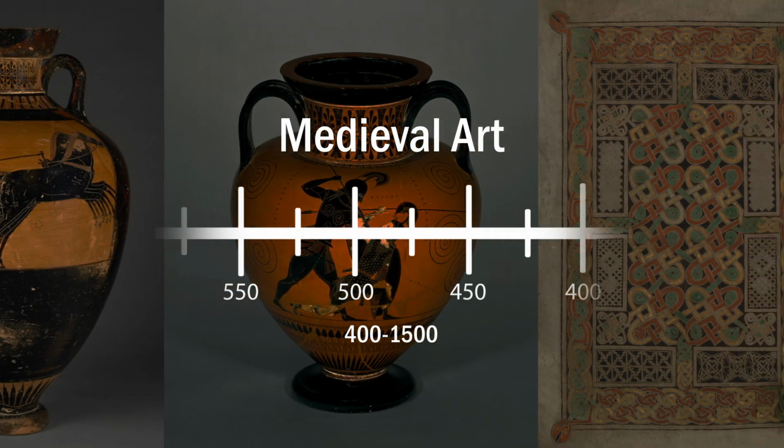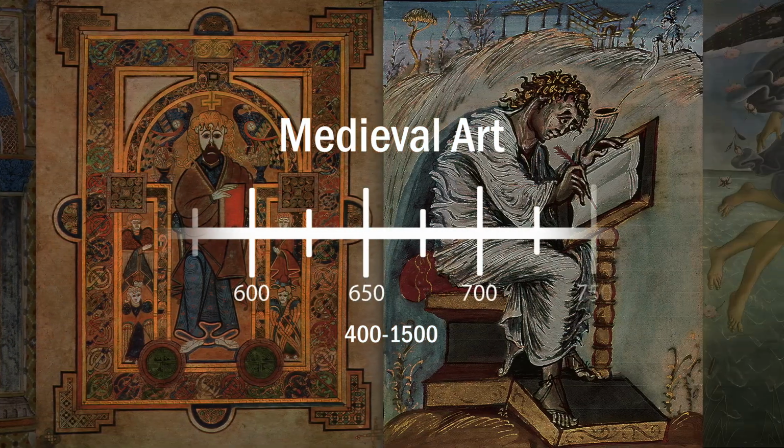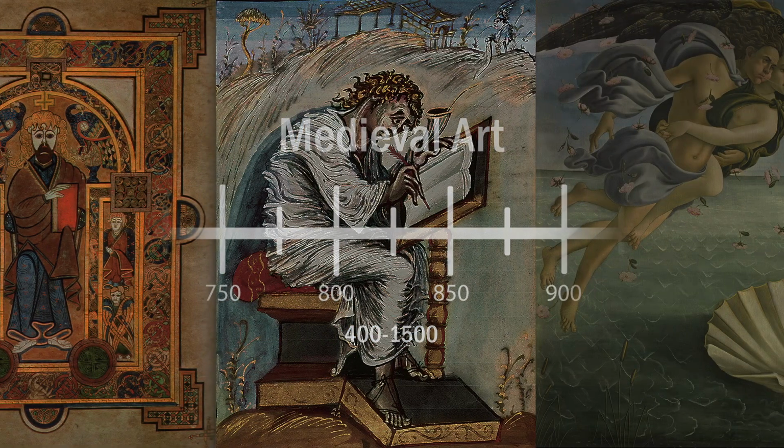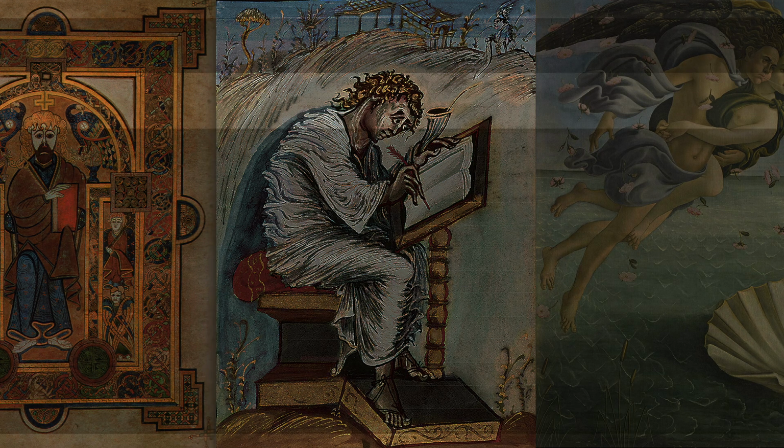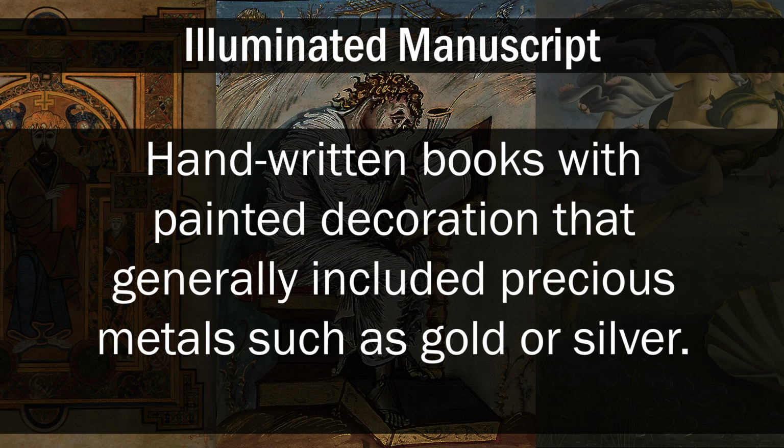In the medieval era, artwork was primarily religious in nature, as it was mainly commissioned by churches. Most of the surviving artworks of the era are illuminated manuscripts, which were handwritten books with painted decoration that generally included precious metals such as gold or silver.